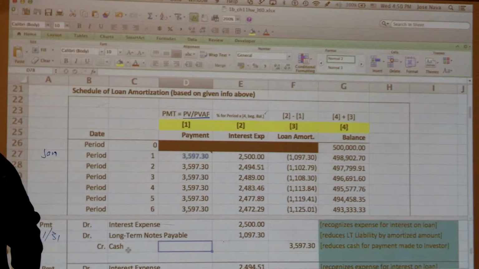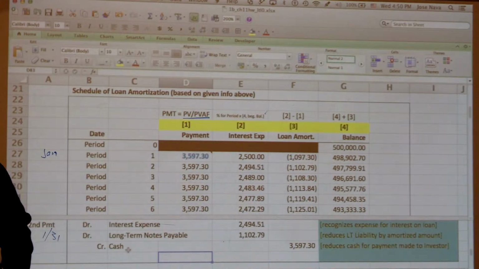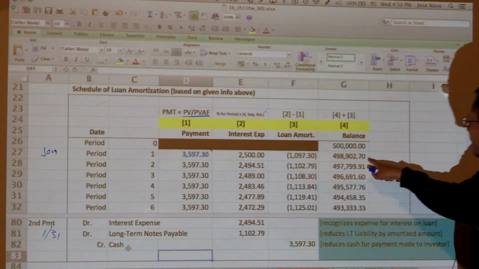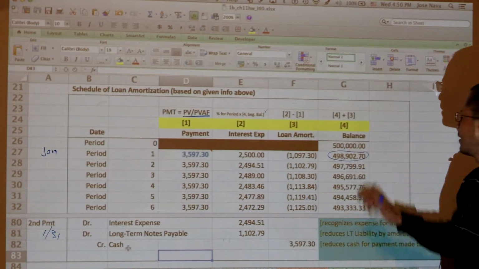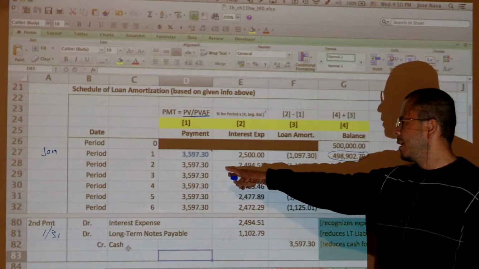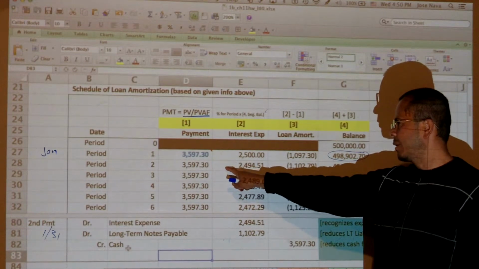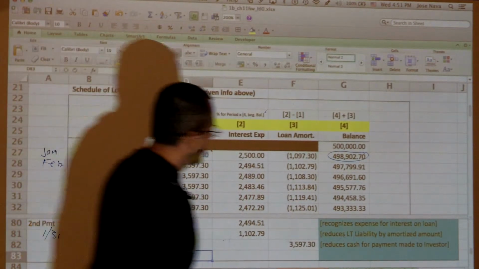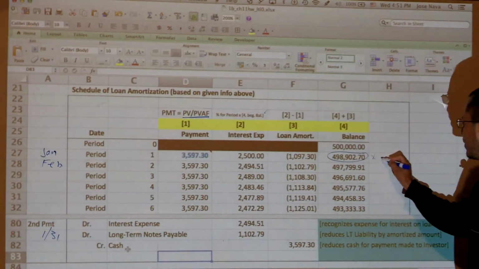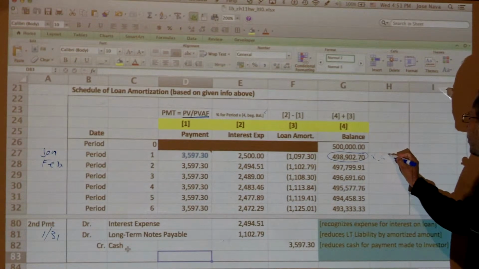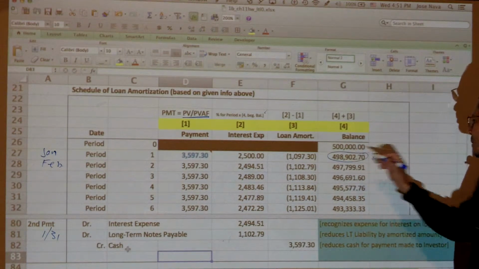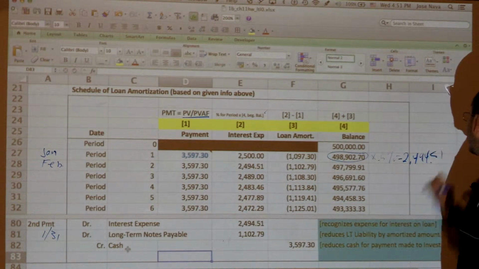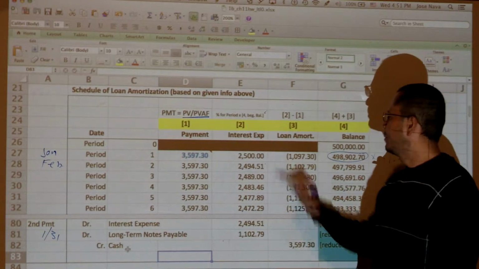If you were to then do the second payment, you would simply do the same thing. You would take the $498,902.70 here, that's the beginning balance of the loan at the beginning of period number 2, or in this case February. And given that we already know that we're using a monthly percentage of 0.5%, that will give you $2,494.51. And that's how we get to that number right there.